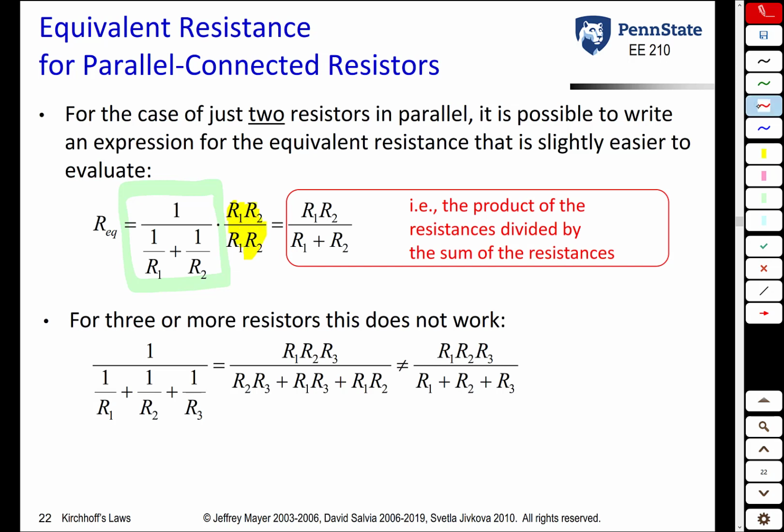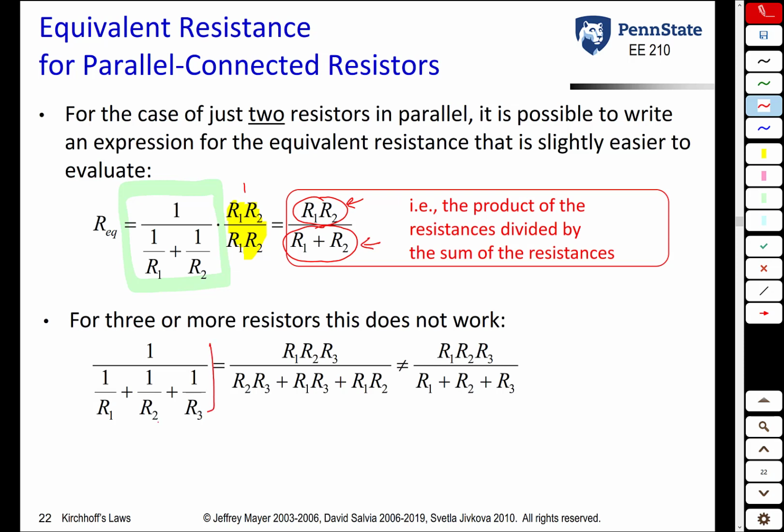This is just 1, so we're just multiplying it by 1. So the numerator now becomes R1 R2. The denominator, R1 R2 over R1 gives us R2. R1 times R2 over R2 gives you R1. So the denominator is R2 plus R1, or R1 plus R2. So we see that when you have just two resistors in parallel, the equivalent resistance is the product over the sum. By the way, that does not work with 3 or more resistors.